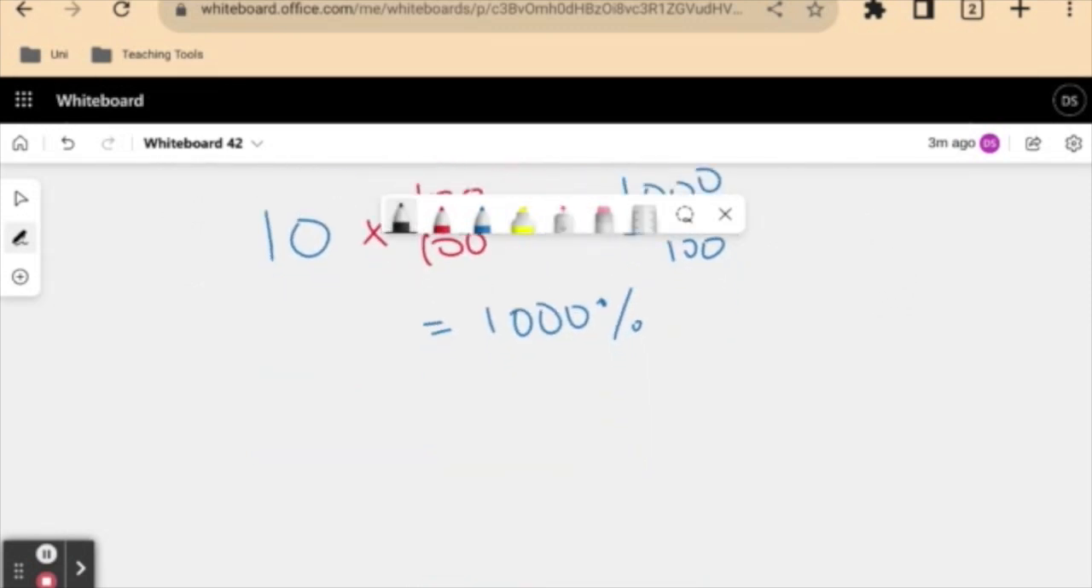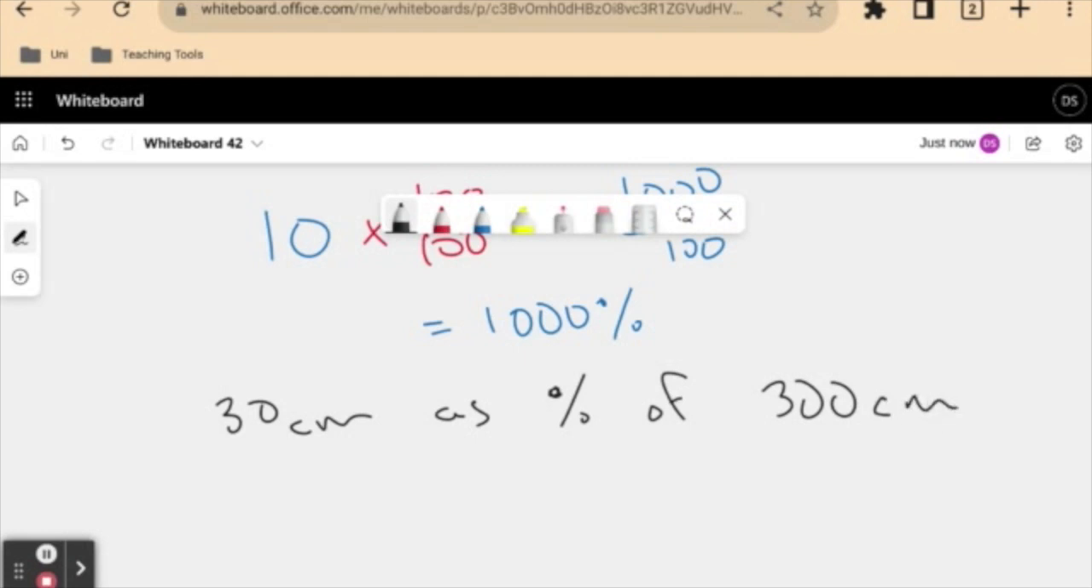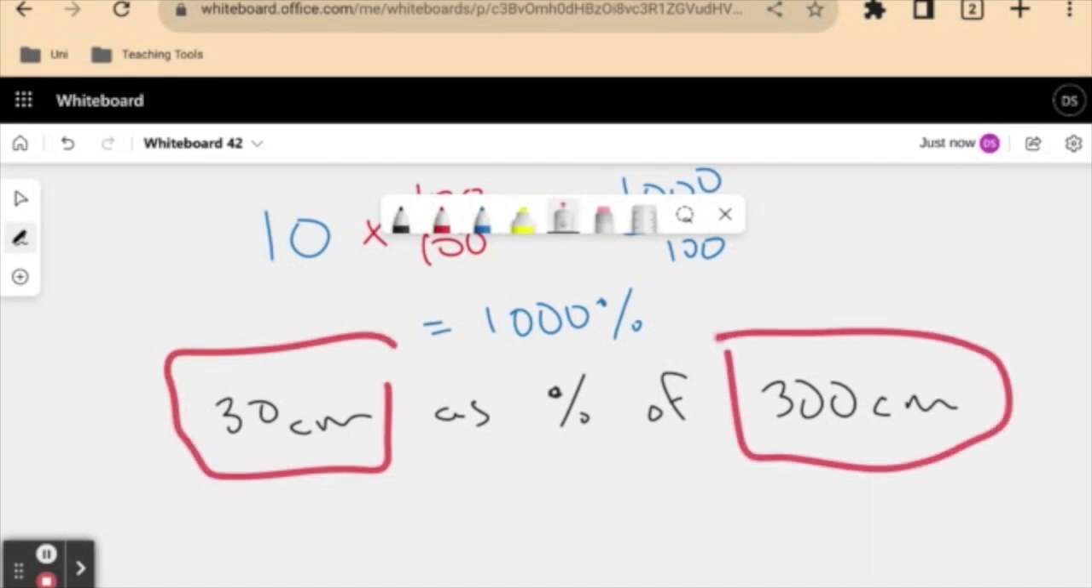So we want to find 30 centimeters as a percentage of 3 meters. Now, to get that in the same unit, we know that there's 100 centimeters in a meter. So 3 meters is essentially identical to 300 centimeters. Now, when we put this as a fraction of that, we're going to get some percentage smaller than 100 because 30 centimeters we know is not bigger than 300 centimeters.